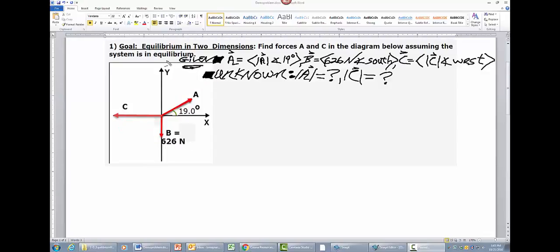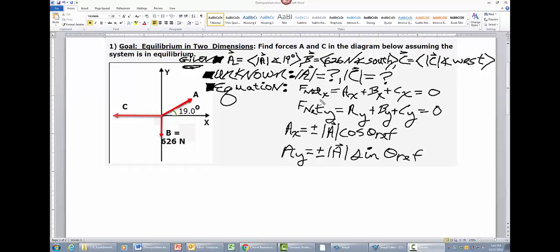Given that the system is in equilibrium, the forces are balanced along both axes and the body is either at rest or moving with a constant velocity. We know that vector A has unknown magnitude at an angle of 19 degrees, as depicted. Vector B has a magnitude of 626 newtons. Its direction is due south. Vector C has unknown magnitude and its direction is to the west. The unknowns we need to find are the magnitude of vector A and the magnitude of vector C.